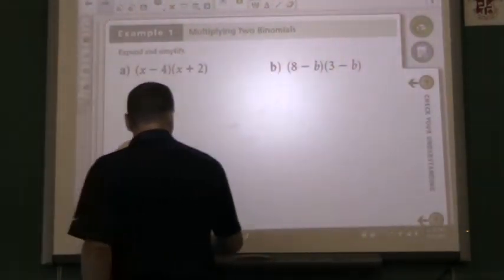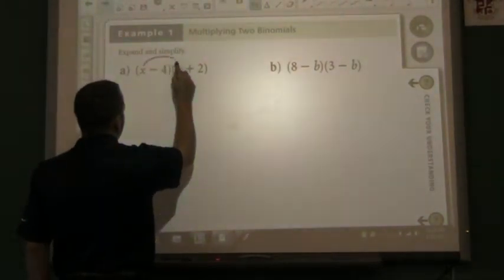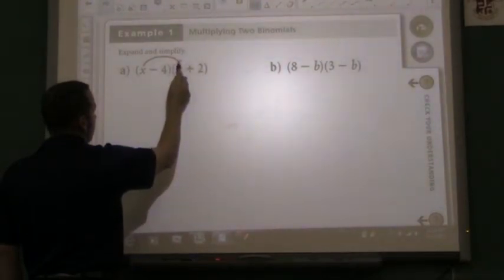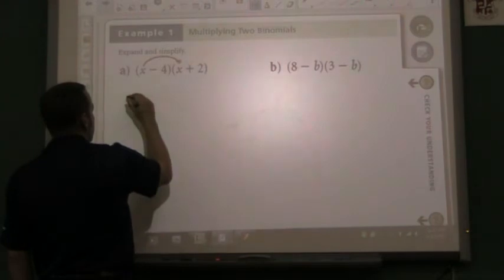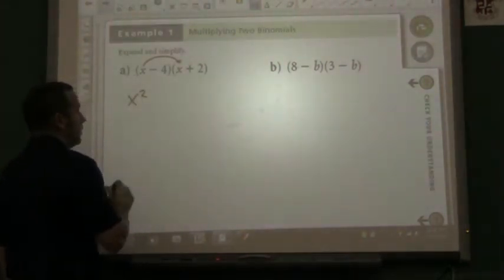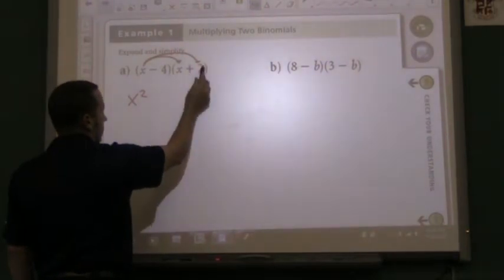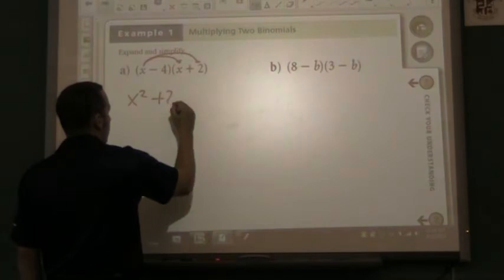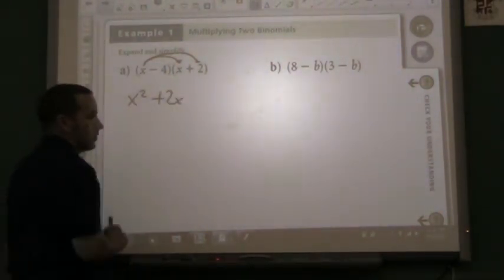So the first one, I'm going to take my x and multiply it by this x. So the first term here, I'm going to multiply it by both terms in the second bracket. So first I go x times x. That gives me x squared. Then the next term in the second bracket is 2. So I go x times 2. So that's 2x. Now I've multiplied the first term here by everything in the second bracket.